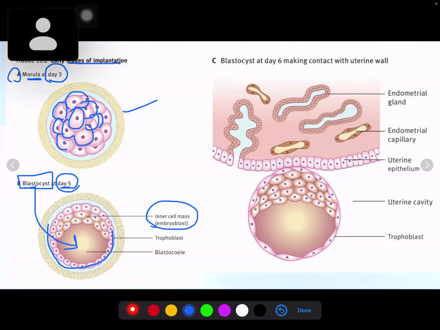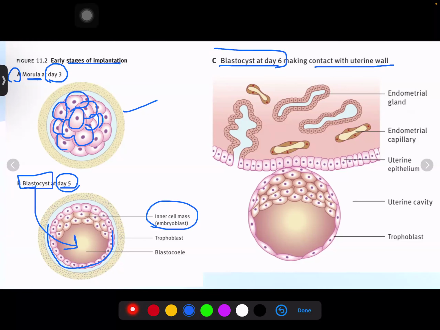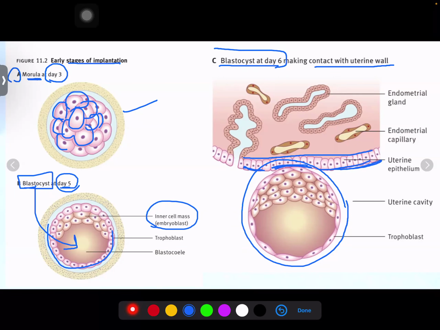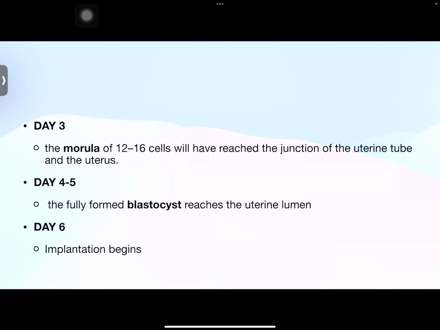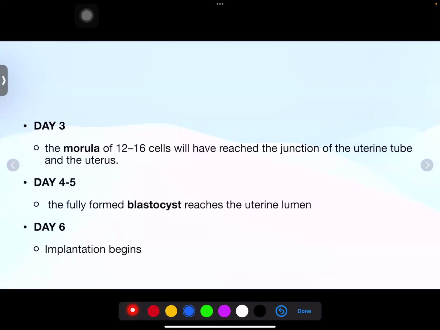Now, next is that the blastocyst at day 6 makes contact with the uterine wall. Now, this was the whole blastocyst. It contacts this uterine wall. See, this is the uterine epithelium. Okay. So it makes contact with the uterine wall, not implanted, but just contacts the uterine wall. Okay, so these are the days you have to remember for exam purposes.